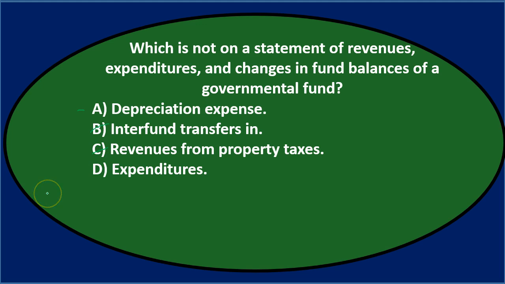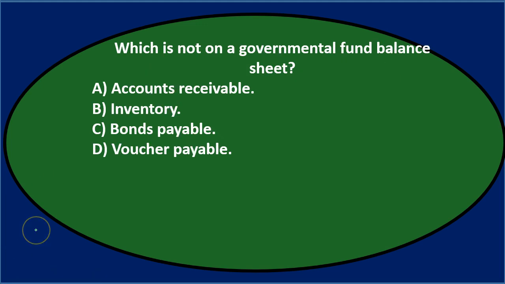And then D says expenditures. Now, we have the two terms expenditures and expenses. Which one is going to be used for the fund? Expenditures would be there. Expenses would be another answer that you would think they might put out there, given it's going to be the governmental funds on a modified accrual, therefore not expenses, but expenditures being the term. Here, however, a little bit more difficult one possibly. It's going to be the depreciation related to capital assets, which aren't there because we've got current flows. So final answer, which is not on a statement of revenues, expenditures, and changes in fund balances of a governmental fund, A, depreciation expense. Next question, which is not on a governmental fund balance sheet?